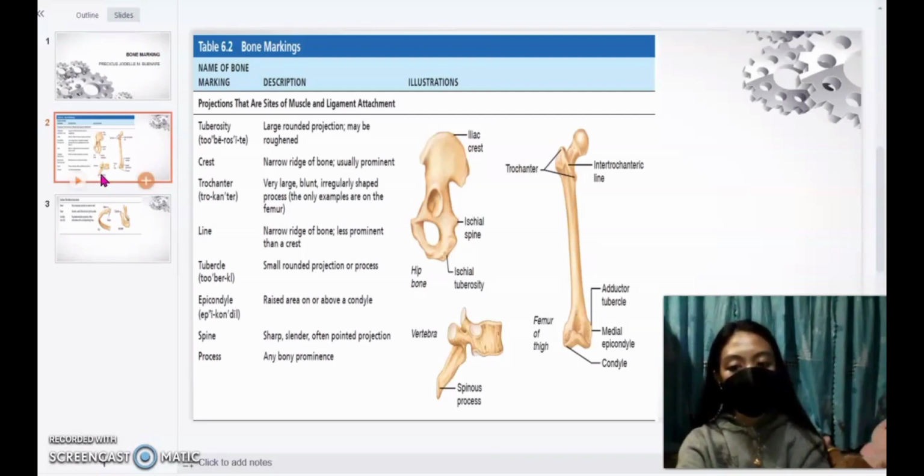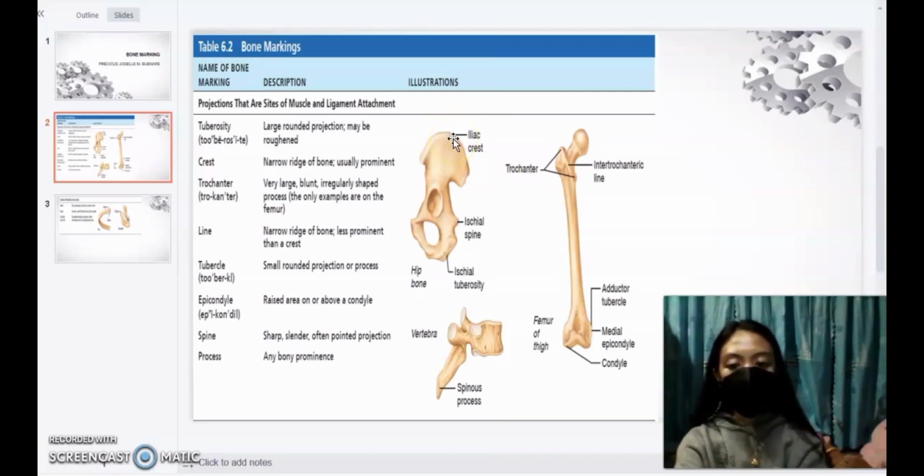Next is crest. It is a narrow ridge of bone. Probably the best way to describe that would be the iliac crest. So the top of the pelvis has a narrow ridge of bone, and it is kind of prominent, and it is considered to be a crest.